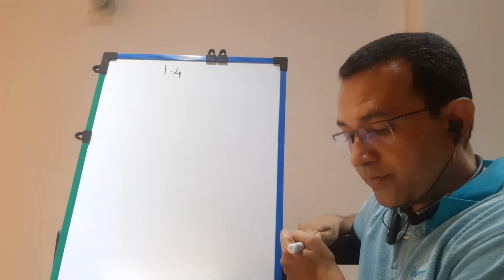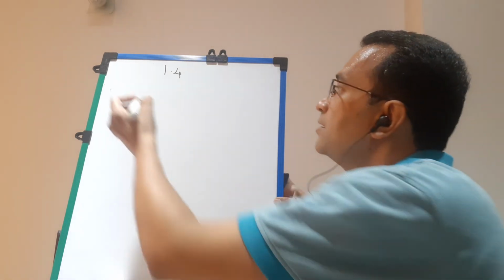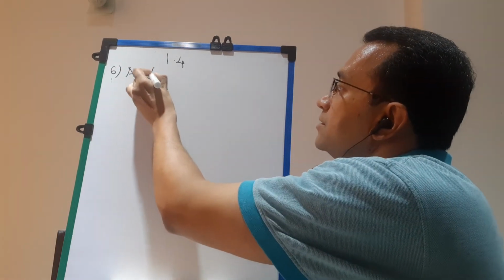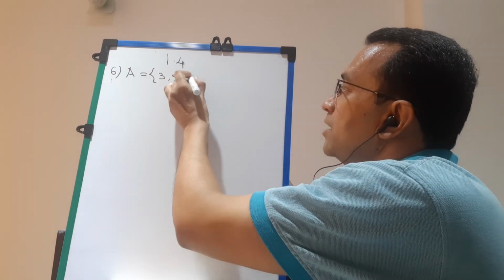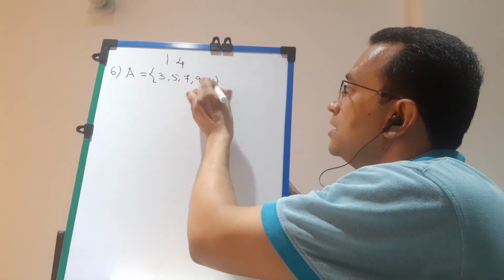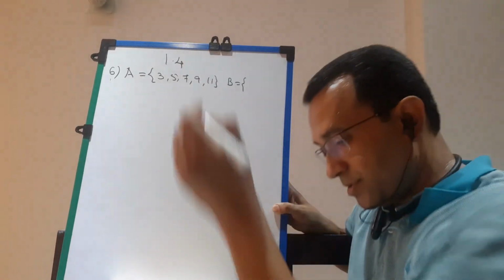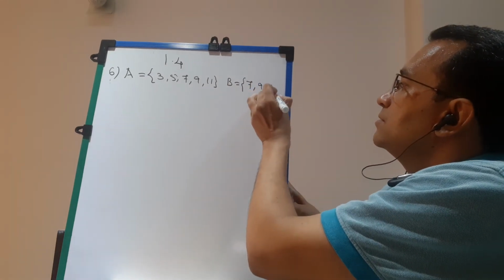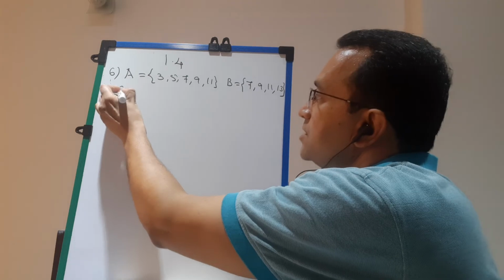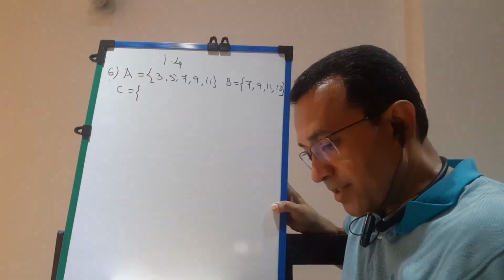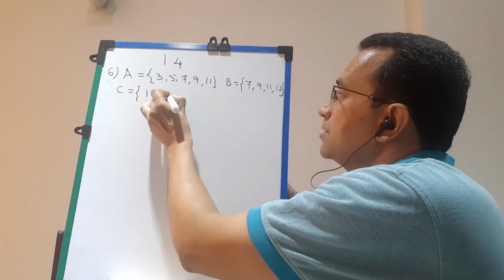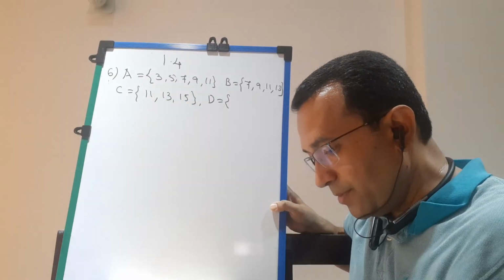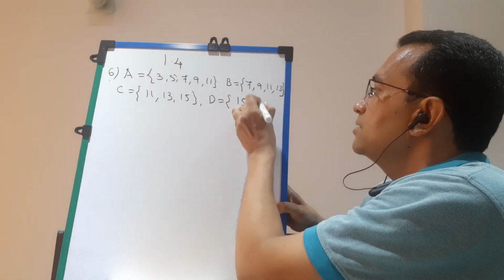Okay students, the sixth question, again here we have to write the intersection of the sets. Set A consists of elements 3, 5, 7, 9, 11. Set B consists of elements 7, 9, 11, 13. Set C consists of elements 11, 13, 15. And set D consists of elements 15 and 17.